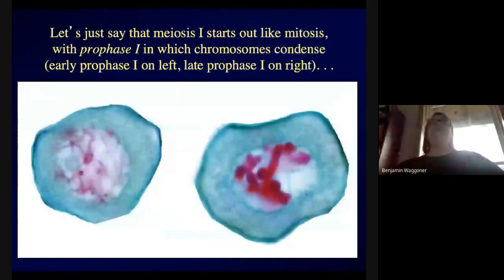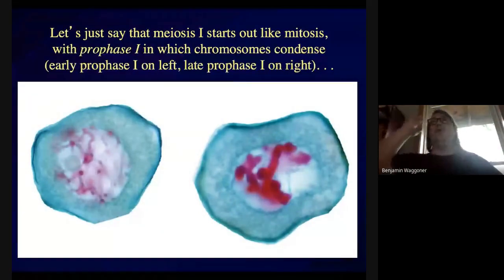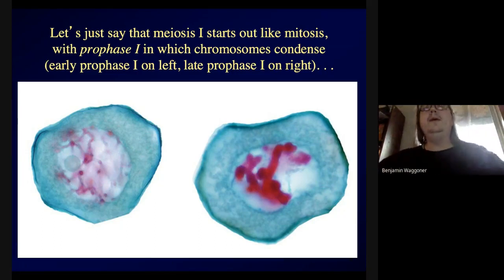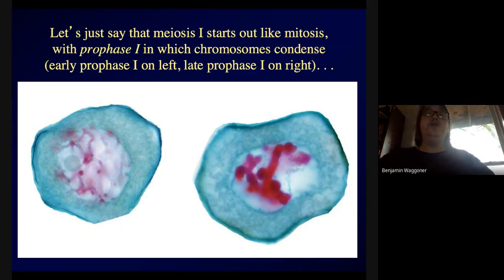Meiosis 1, these are cells from lily anthers. Anthers are the organs that produce pollen grains. So what you're looking at here is developing cells that will end up becoming plant sperm. And they're all undergoing meiosis. And meiosis 1 looks like mitosis. And it starts with prophase 1, in which the chromosomes condense. So on the left, you've got early prophase, where the chromosomes are still looking very narrow and long and stringy. They're shorter and thicker in late prophase 1 on the right.